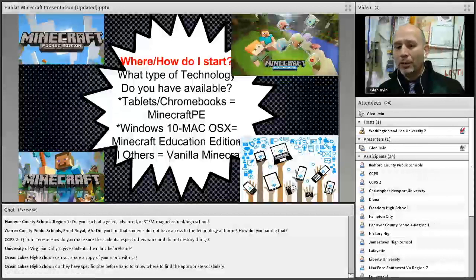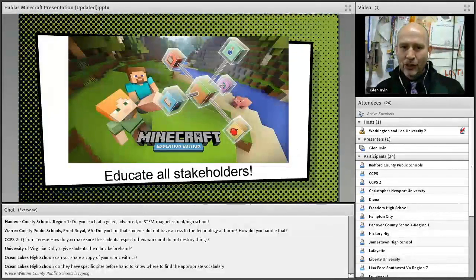The only bad part about the vanilla Minecraft version is that you need to have some experience on how to run servers. Because the education versions do the server part for you ahead of time. So you don't have to actually create a server or know how to do any of that kind of stuff. You just press a button and it just works. Any questions on that? On where and how do I actually start?